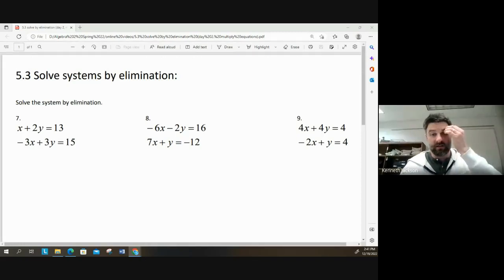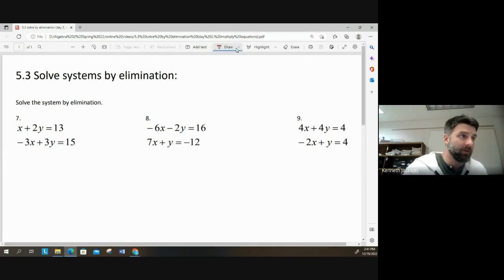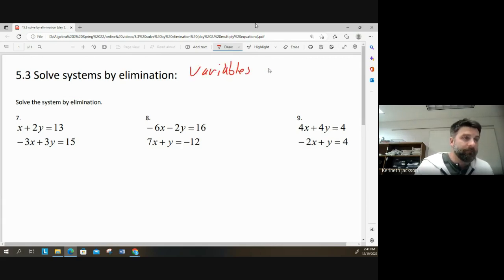These are notes for section 5.3, solving linear systems by elimination. Now, we've already had day one of solving linear systems by elimination, and we start with where we left off, making sure that our variables are lined up. So that doesn't change here. What does change, though, is that we need to make one of the variables the same number.